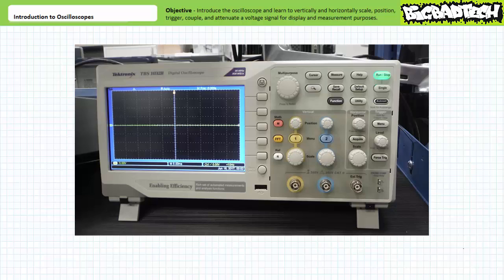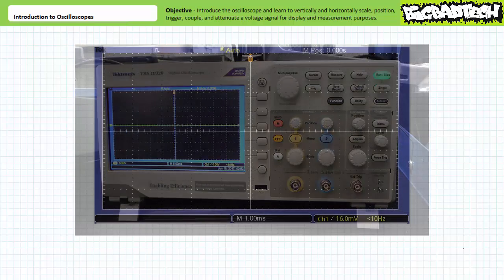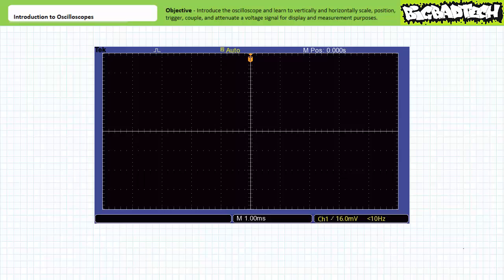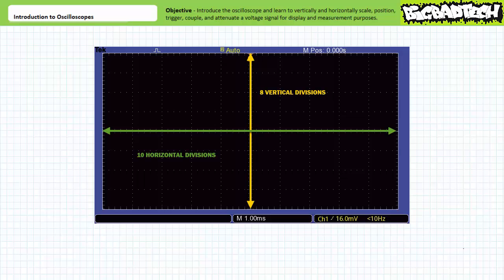To make sure you don't wander off the path and get lost, remember what I told you. Don't touch nothing unless I tell you you can touch it. Let's first look at the display area. Most oscopes, including the Tektronix TBS 1032B, feature a screen with 8 vertical divisions and 10 horizontal divisions. The vertical divisions are in units of volts. The horizontal divisions are in units of time.